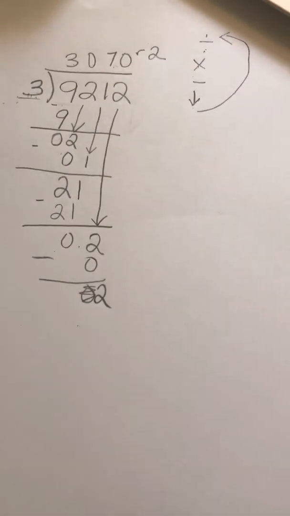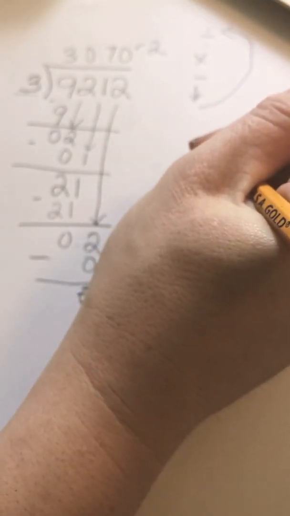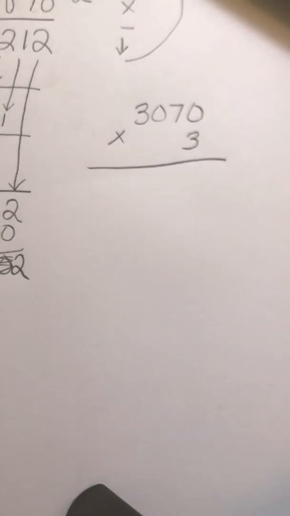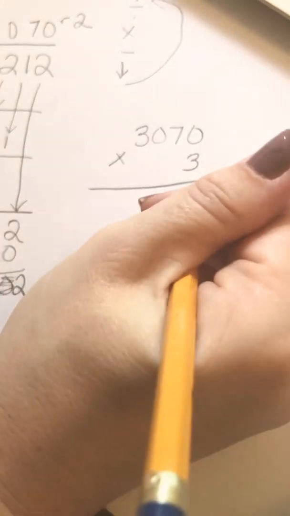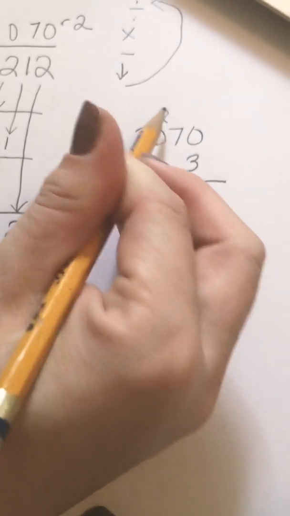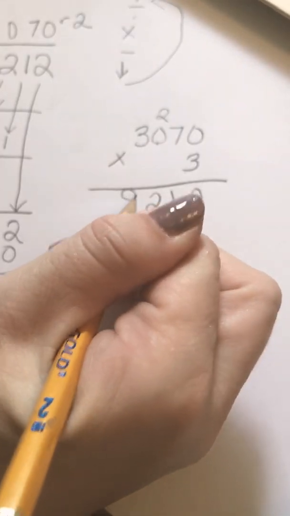And how could I check that to see if I'm right? What is the opposite of division? Correct, multiplication. So what I'm going to do is 3,070 times 3. Okay, so 3 times 0, 0. 3 times 7, 21. 3 times 0, 0. Plus 2, 2. 3 times 3, 9.